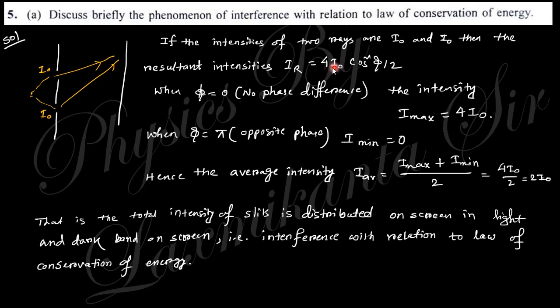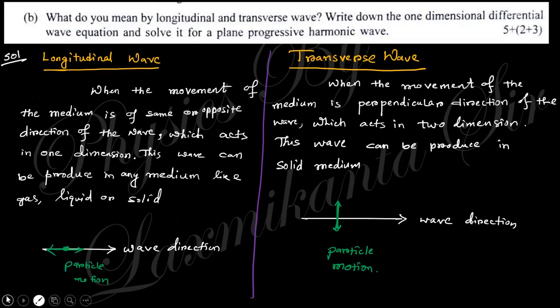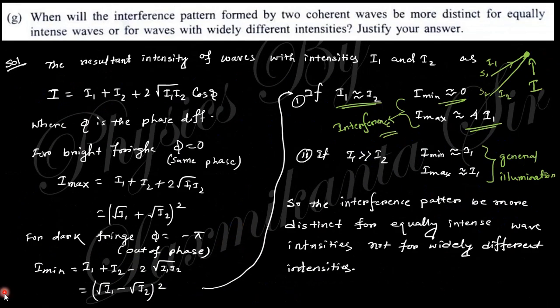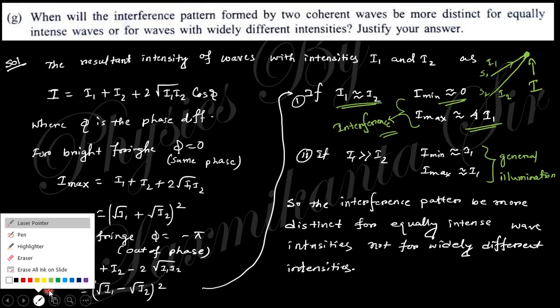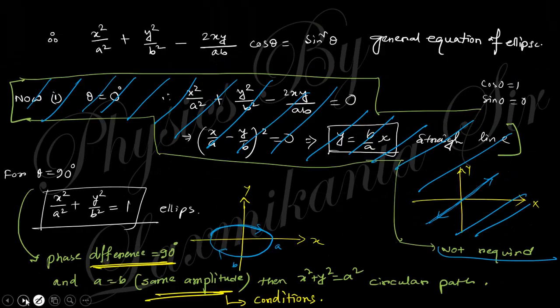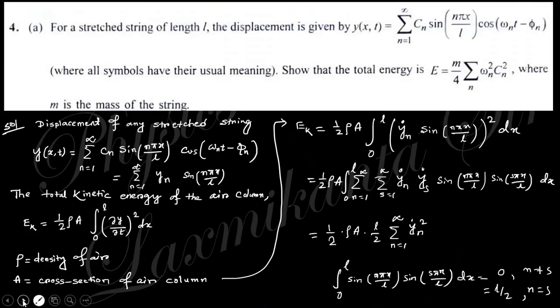The resultant intensity will be 4 I naught cos square phi by 2. We are just taking this formula, the total intensity formula we already discussed. If you take these two as equal, then what happens? I0 plus I0 plus 2 I0 cos phi, from here you can easily get this relation: 2 I0 plus 2 I0 cos phi. Taking 2 I0 common, 1 plus cos phi equals 2 cos square phi by 2. So you will obtain 4 I0 cos square phi by 2, which is what we want to show here.